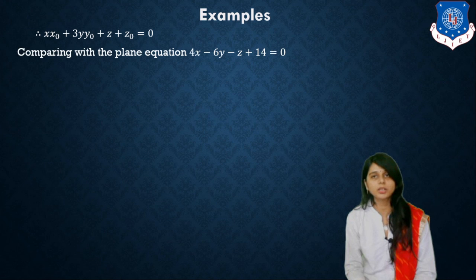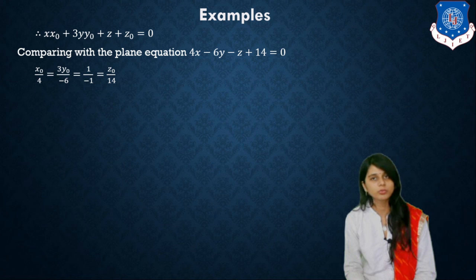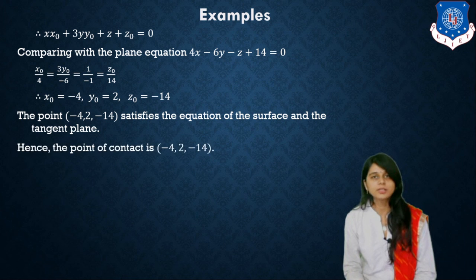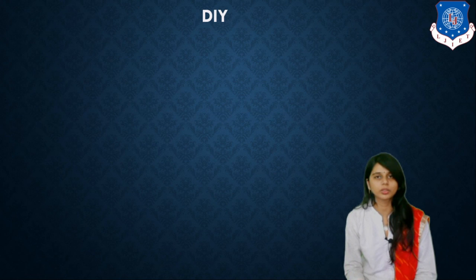Comparing with the plane 4x − 6y − z + 14 = 0, we get x0/4 = 3y0/(−6) = 1/(−1) = z0/14. So x0 is −4, y0 is 2, and z0 equals −14. The point (−4, 2, −14) satisfies the equation of the surface and the tangent plane. Hence the point of contact is (−4, 2, −14).